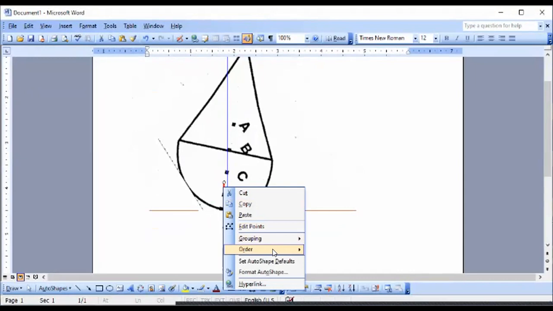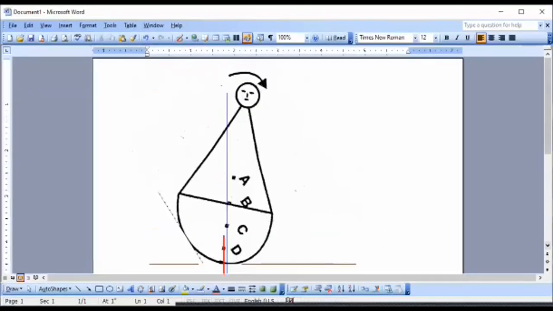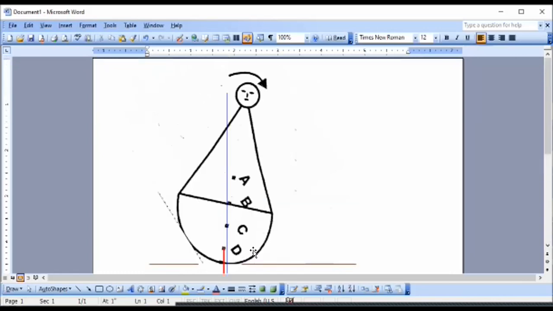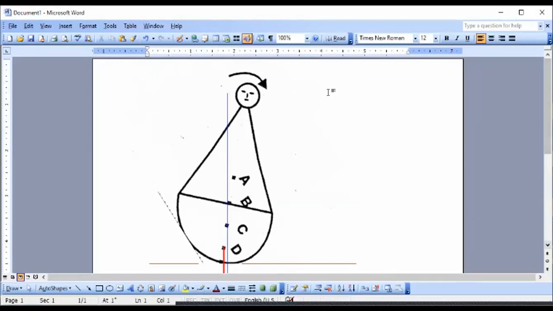Clear, sir. So therefore, the weight force should act through the point D, but not through the point C. Therefore, what should be the center of gravity, C or D? D, sir. D, right? So that's how you identify.